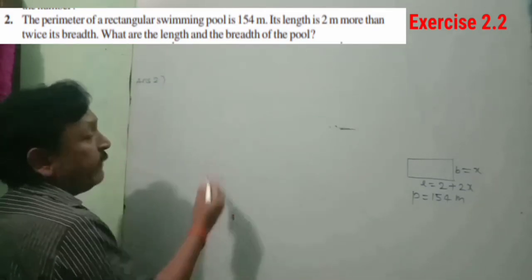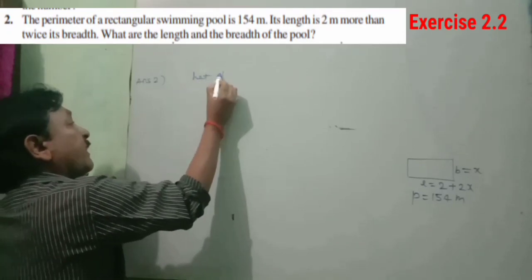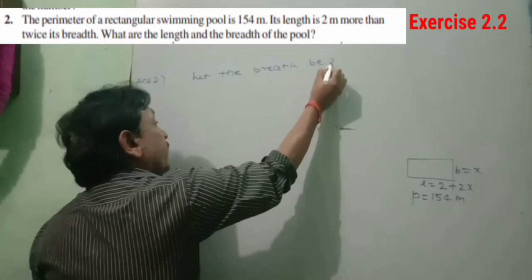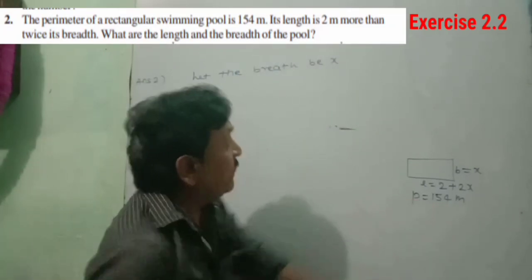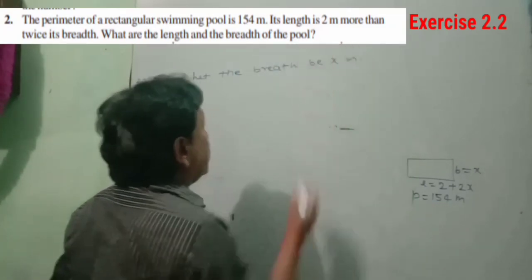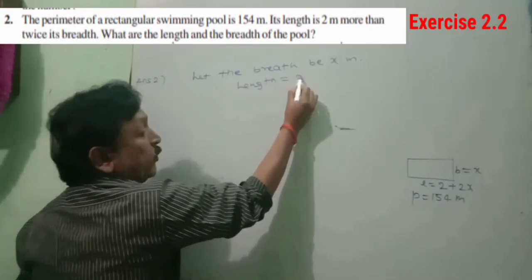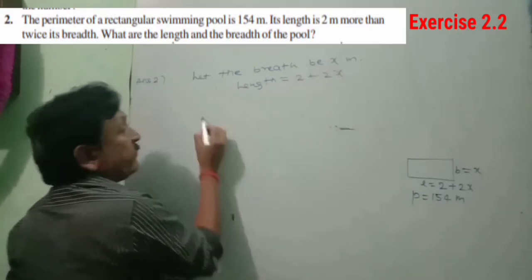How? First of all we have to write this information. Let the breadth be x. It is in meter, so we can say it is x meter. Therefore, the length will be equal to 2 plus 2x.